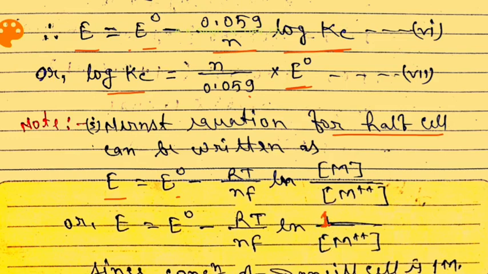Why 1 here? Because the concentration of the electrolyte is 1 m in the Daniell cell, but it differs for the next equation. So for the half equation it is written, just like for the reduction cell, for the oxidation cell as well as the reduction cell.